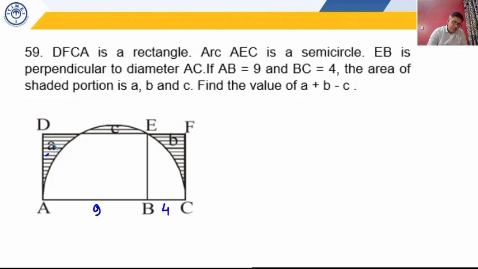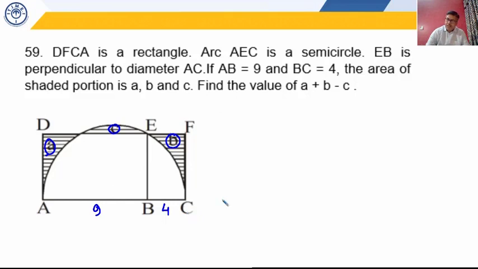Find the value of A plus B minus C, where A is the area of this portion, plus the area of this portion, minus the area of this portion. We need to find it out. Right? This question appears to be very tricky. A plus B minus C, we need to figure it out. Now, first of all, can we calculate the breadth of the rectangle? If AC is known, AC is 9 plus 4, 13. So 13 is the diameter of this circle.